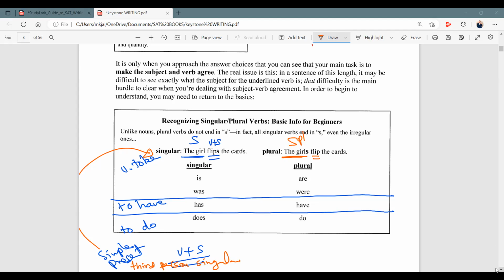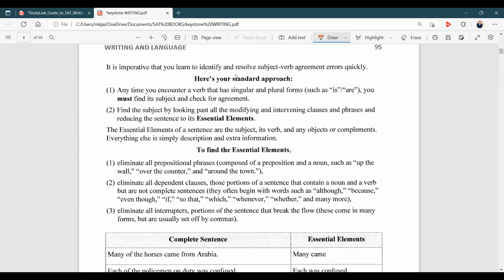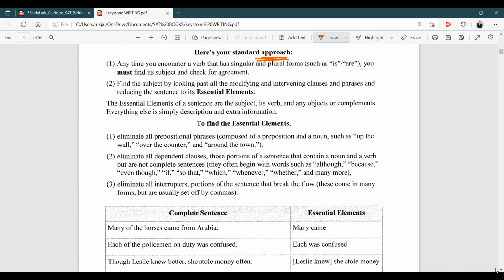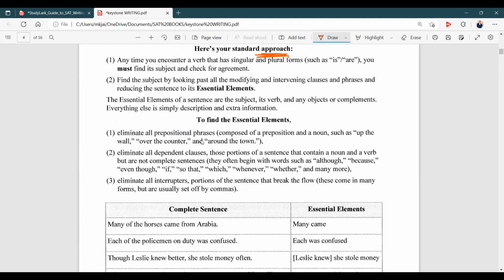So here are the rules. How many rules do we have? You need to find the subject and the verb. That's your approach, that's your technique. Get rid of what we have already discussed. This is done in a very simple and nice way. That's why I like this book. So your standard approach is to find the essential elements. Eliminate all prepositional phrases. Eliminate all dependent clauses.